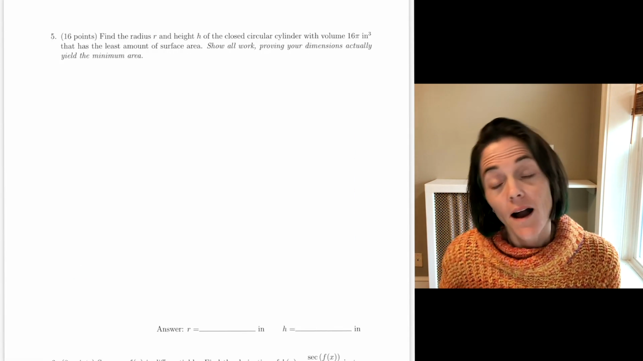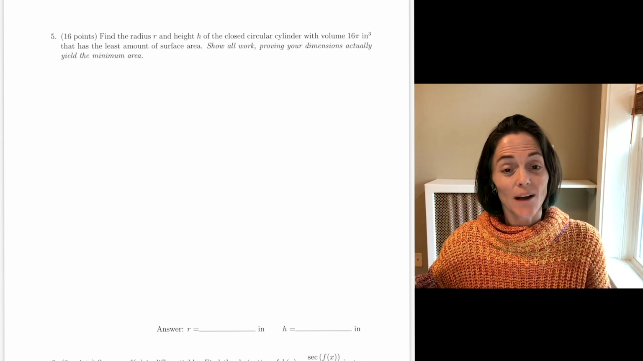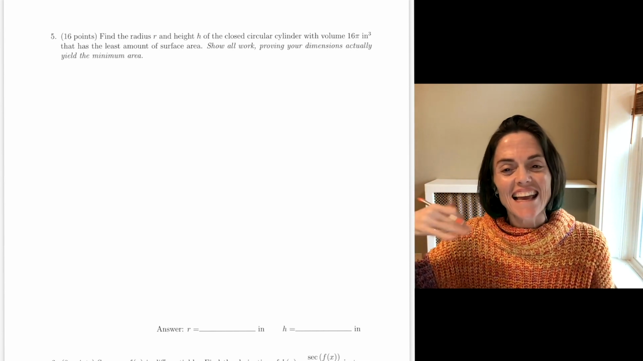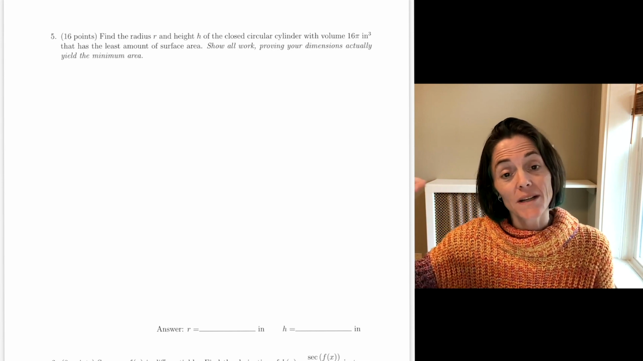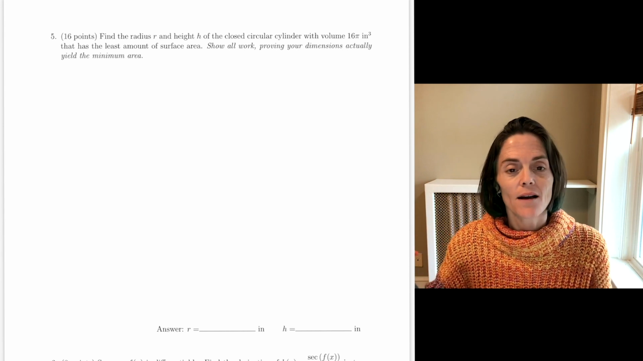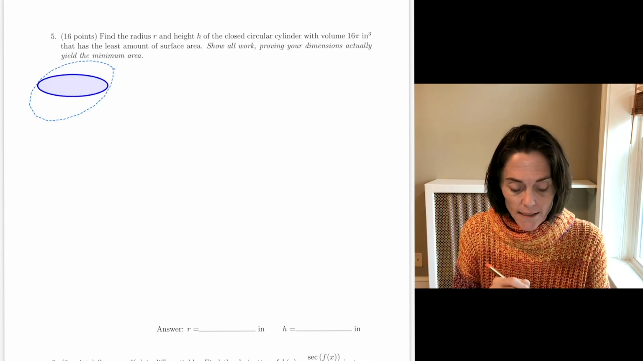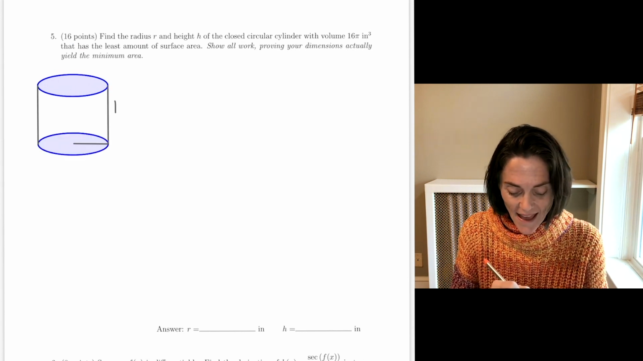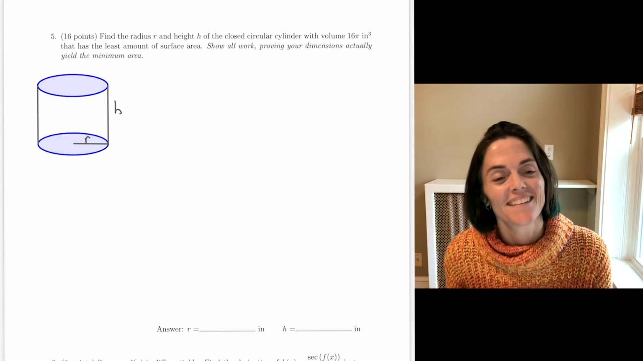Number 5, optimization. Okay, we have a closed circular cylinder, and we're given the volume. We want to find the radius r and height h such that it has the least amount of surface area. We can start by drawing a picture. We have h, we have r.